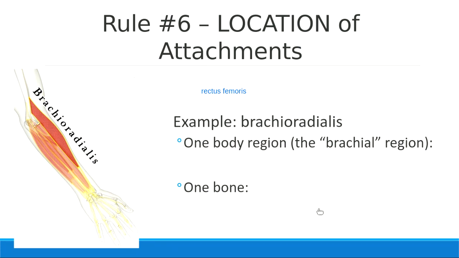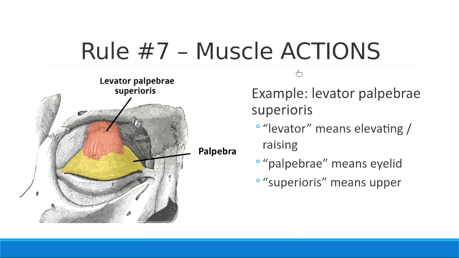That last one we talked about was named based on its action. And the way you're going to know that I named something based on its action is we're going to see some of those action words that are inside of the names of the muscles. So we had this really weird example called levator palpebrae superioris. Levator means that we're raising something or elevating something. That was our word, by the way, for this action, was elevate.